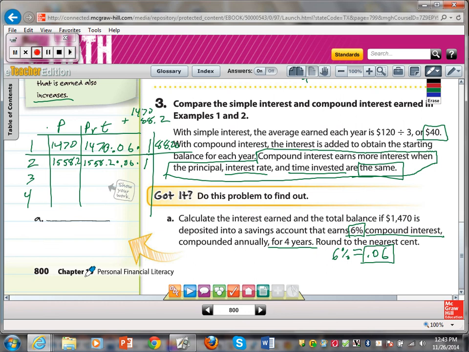Good luck, guys. For this, I really recommend that you use the calculator, because it becomes very hectic when you have to multiply decimals. So try to do it manually and then use your calculator to check your answers.